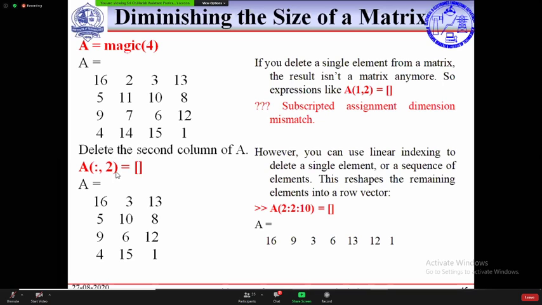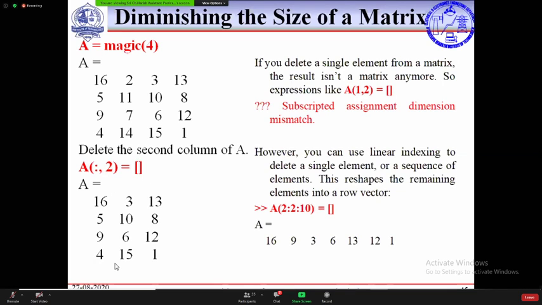So what you are going to do is, A of colon comma 2 equal to an empty matrix, means you want to remove the elements at this address. Always remember, when you have the open brackets, you are nothing but indexing. So at that address, you want to remove the elements. Colon comma 2 is nothing but the second column. If you give 1, it is the first column. If it is n, the nth column. In that column, you want to make it empty.